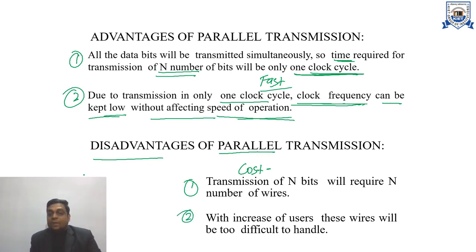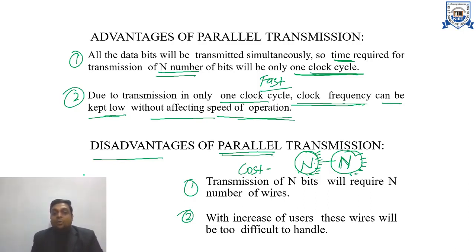Second, with the increase of users, it is very difficult to handle them. For example, 1 to 1 transmission is possible, 8 bit to 8 bit is possible, but 1 to n or n to n, if n devices are there, then what will happen? There are a number of devices and a number of bits, so a huge number of wires are required here. Similarly, a huge number of wires are required over here too. So it is very difficult to handle them. These two are the disadvantages of parallel transmission.